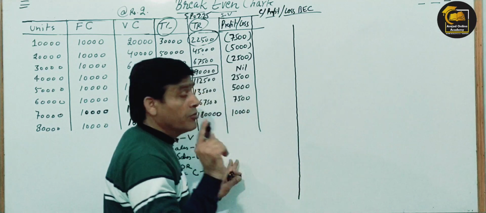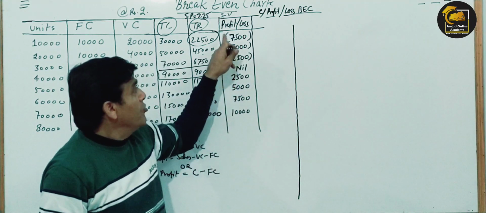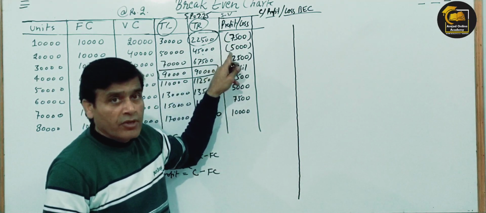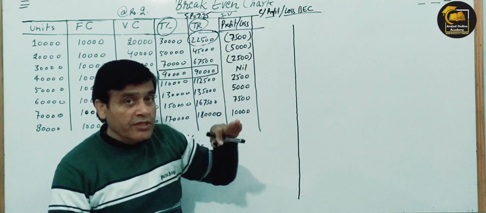So again you have to be conscious here. Listen, when you are having some figures in negative, negative figures are always shown below the x-axis.